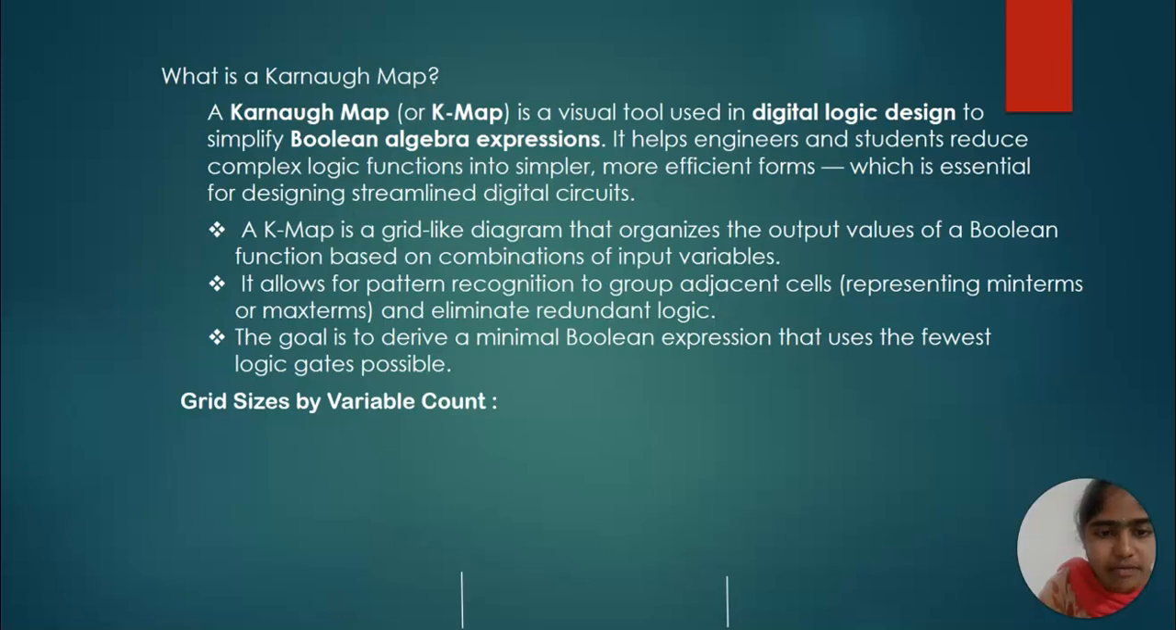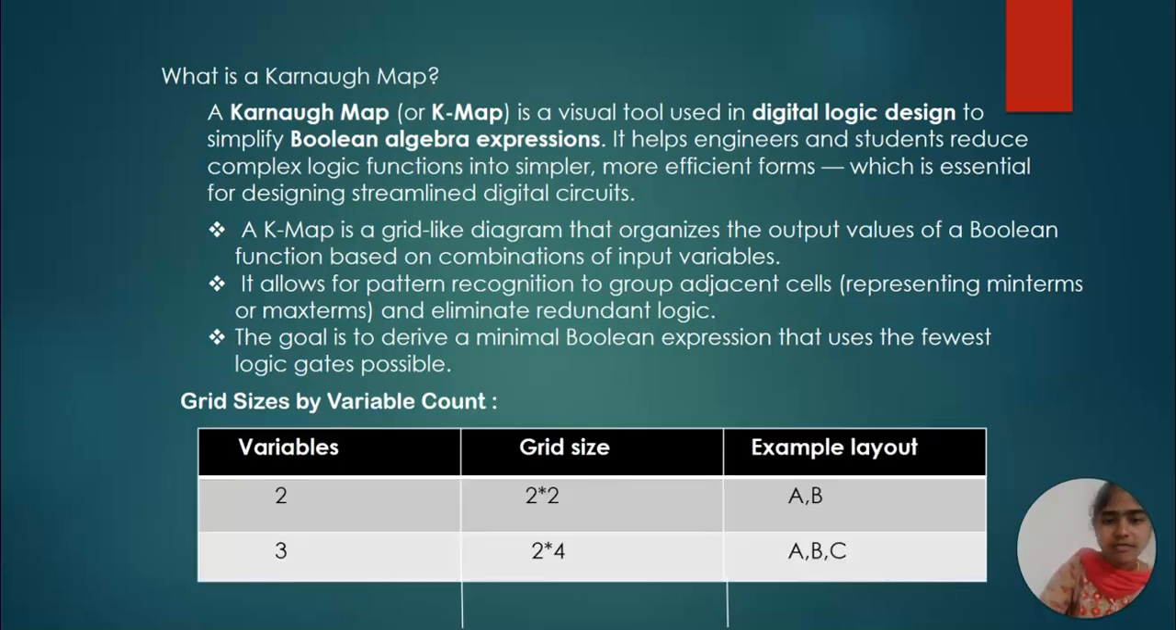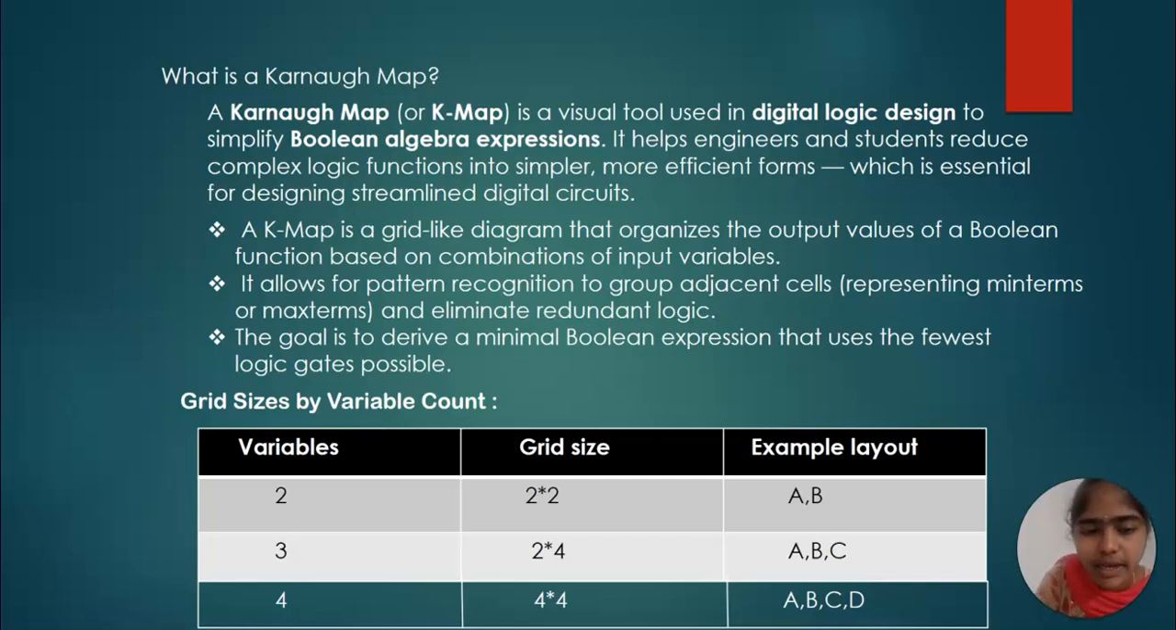Grid sizes by variable count. Here are the variables, grid sizes, and example layouts. Variables are 2, 3 and 4. In a Karnaugh map, we can reduce Boolean expressions containing any number of variables, such as 2 variable, 3 variable, 4 variable, and even 5 variable Boolean expressions, which are complex to solve using the regular Boolean theorems and laws.